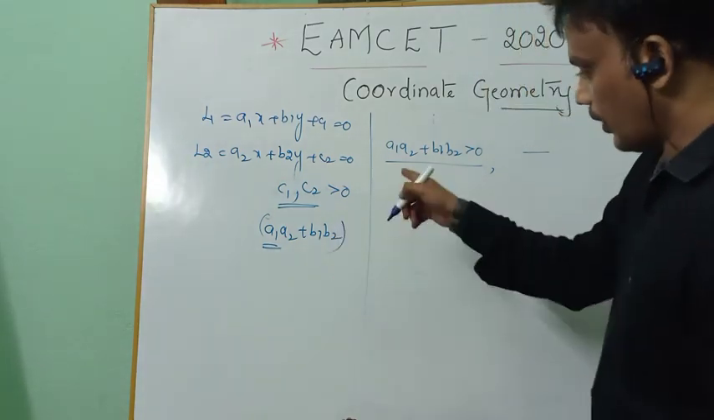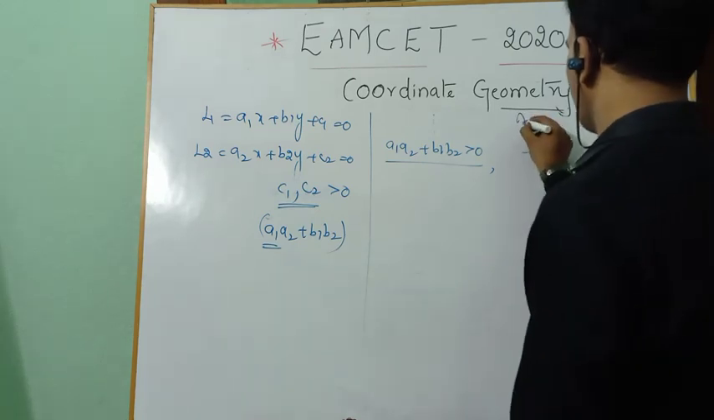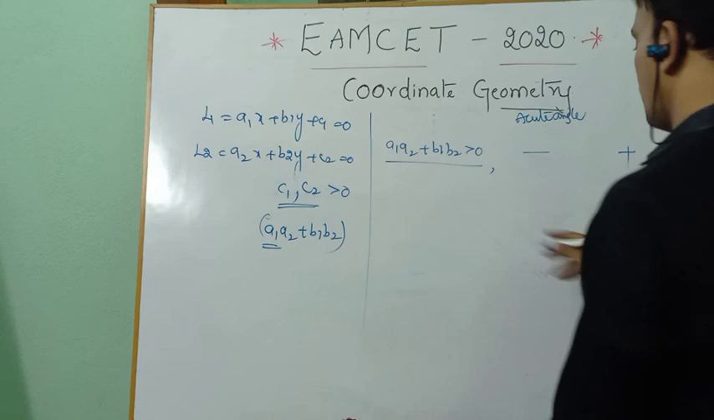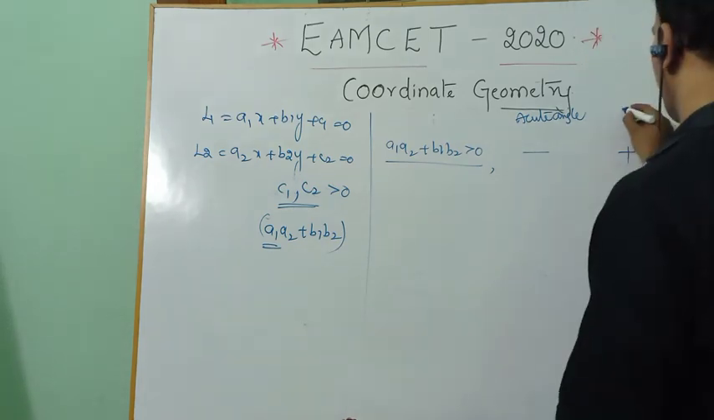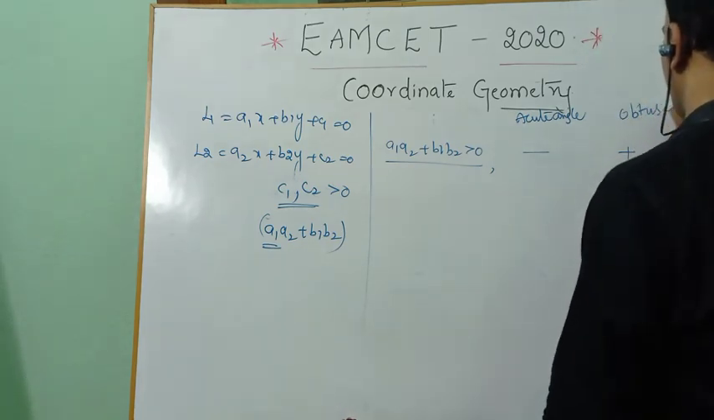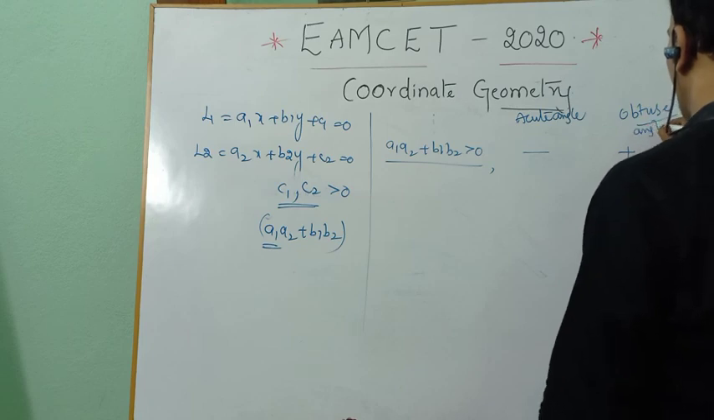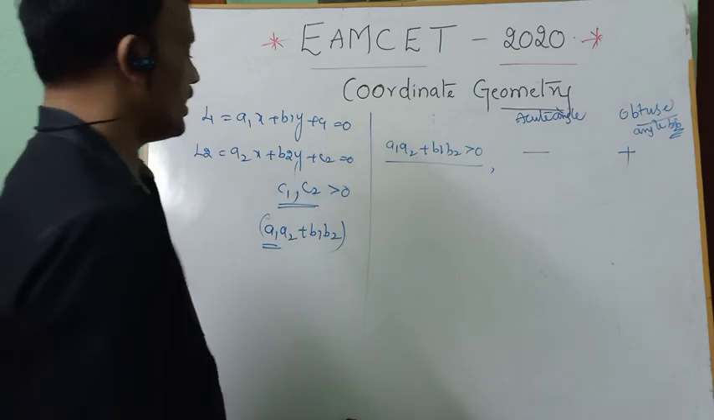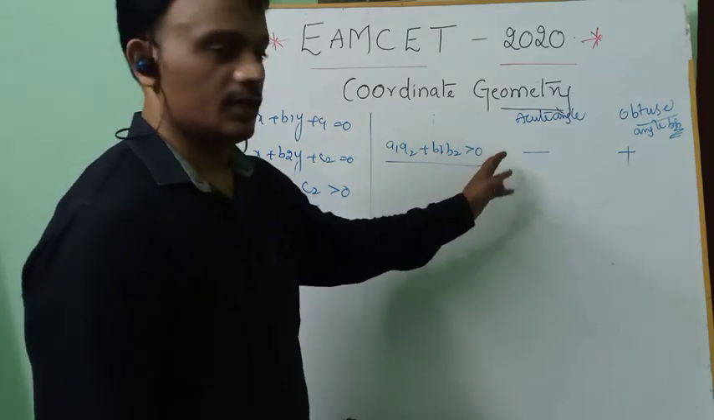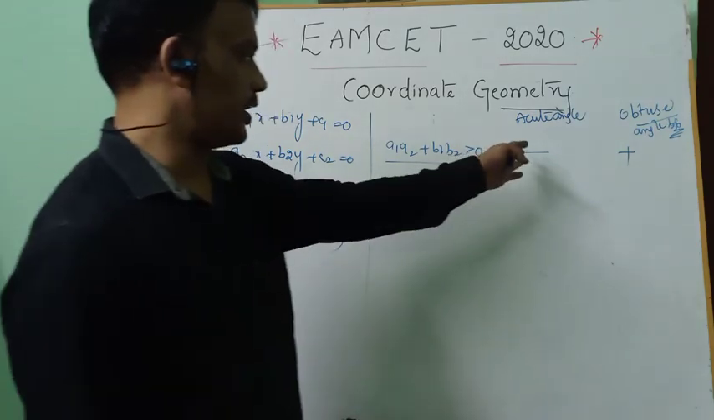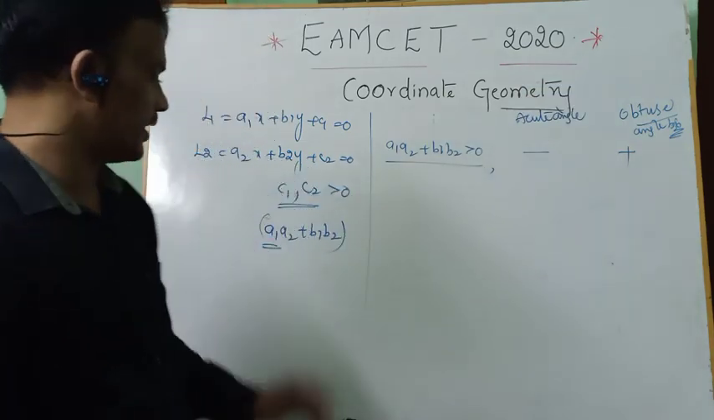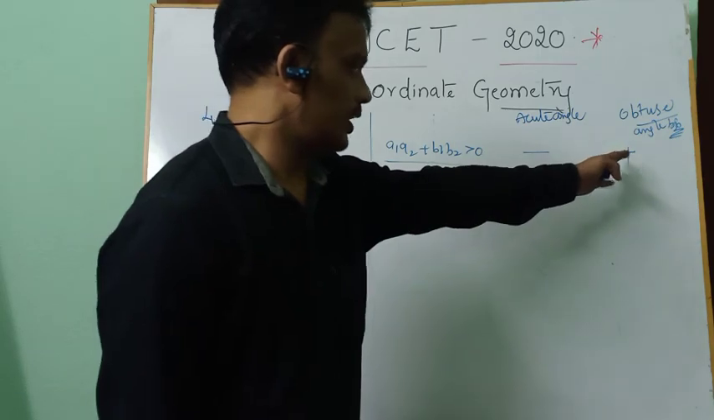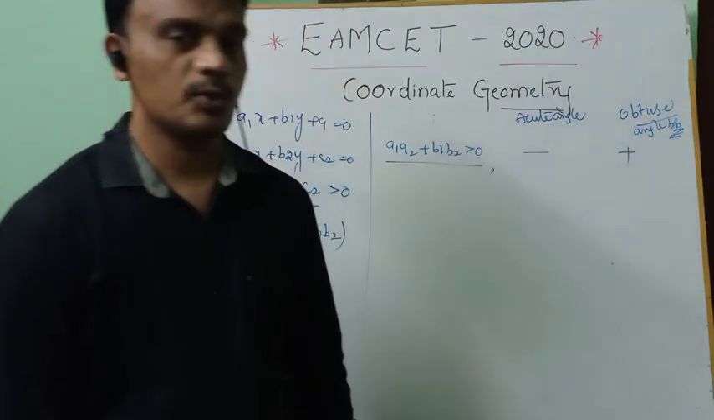On the right side, the value which contains the minus sign is the acute angle bisector, and the one which has the positive sign is the obtuse angle bisector. I think you know this concept. For a1 a2 plus b1 b2 greater than 0, the negative sign gives the acute angle bisector, and the positive sign becomes the obtuse angle bisector.